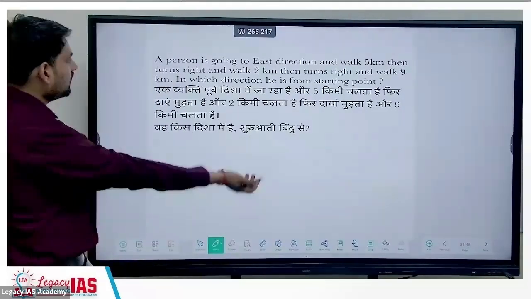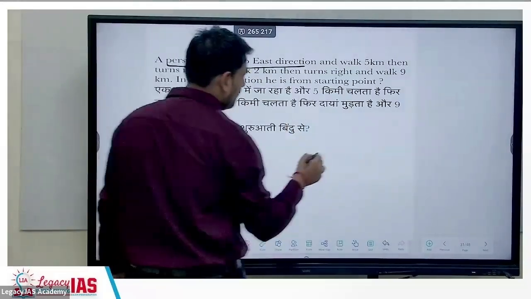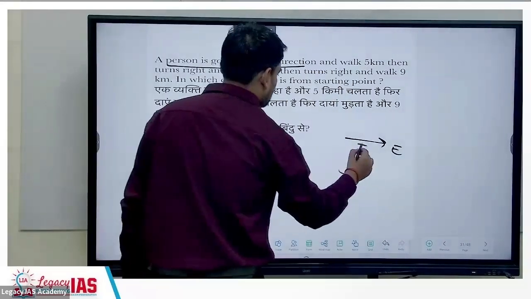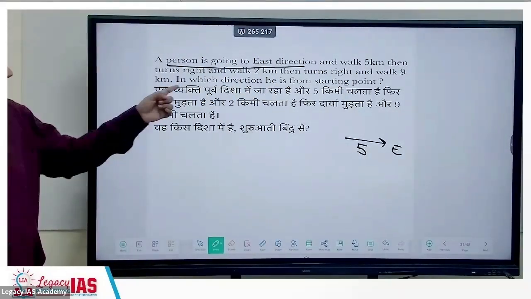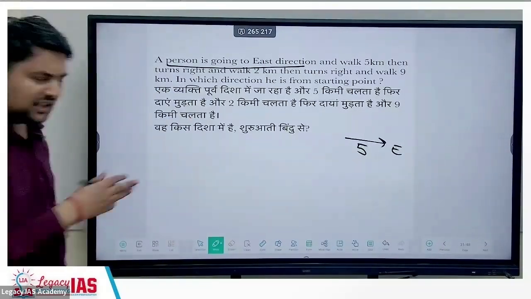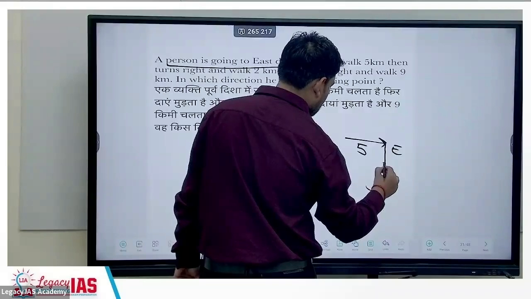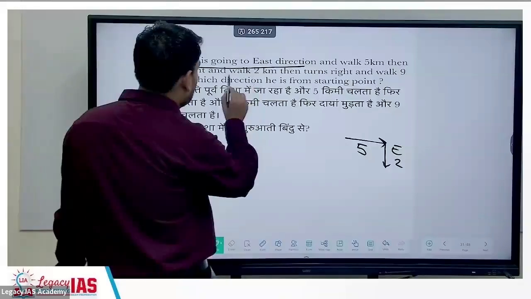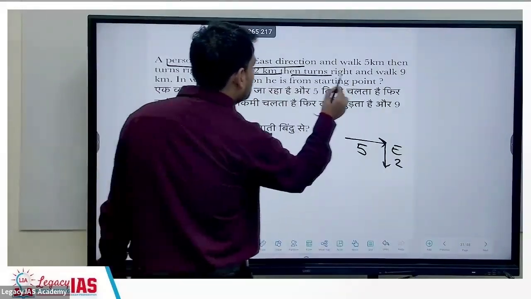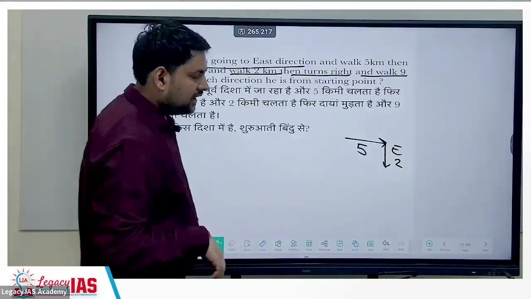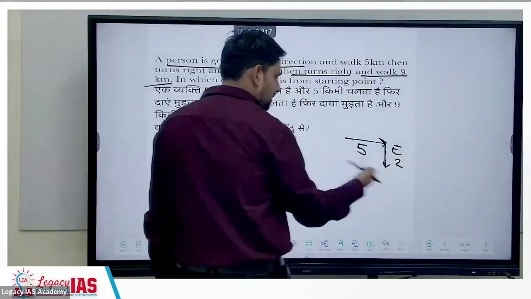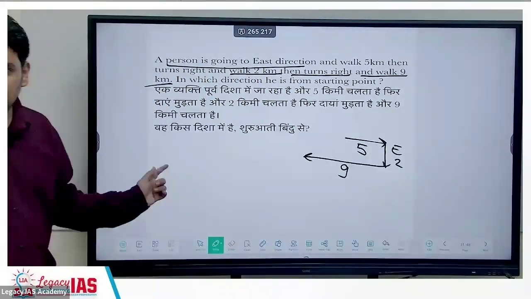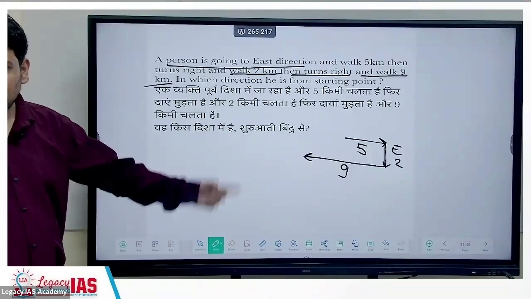See, a person is going in the east direction and walks 5 kilometers. Then turns right and walks 2 kilometers. Then turns right, walks 2 kilometers. Then turns right and walks 9 kilometers. Again, he is turning right. This is left, so this would be right. He goes 9 kilometers, so much longer distance than 5.